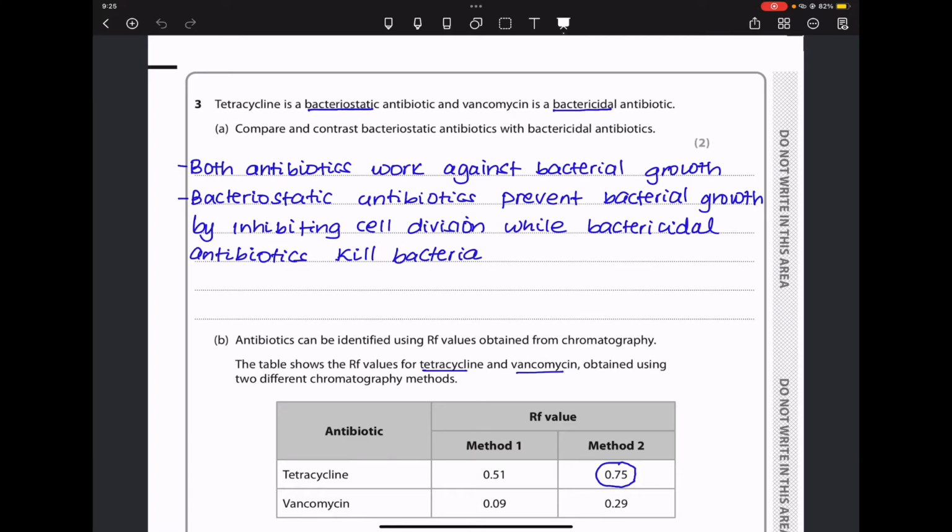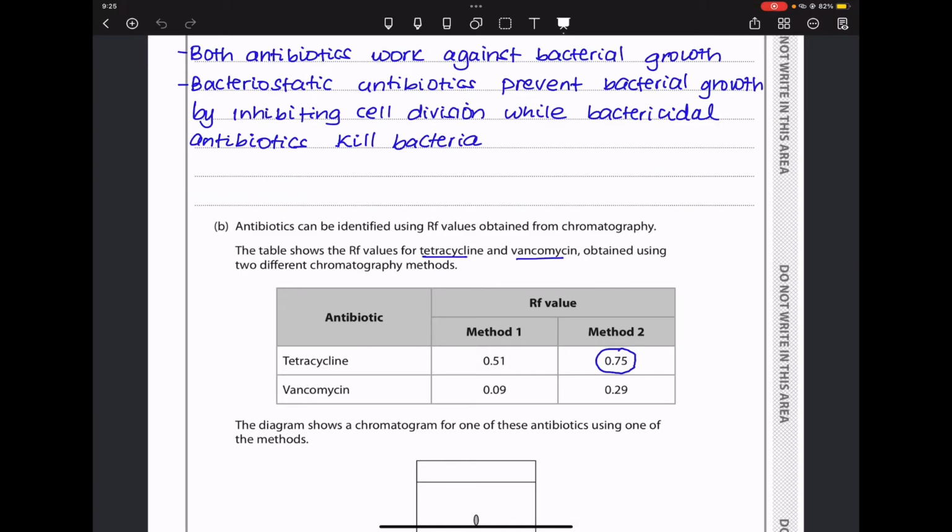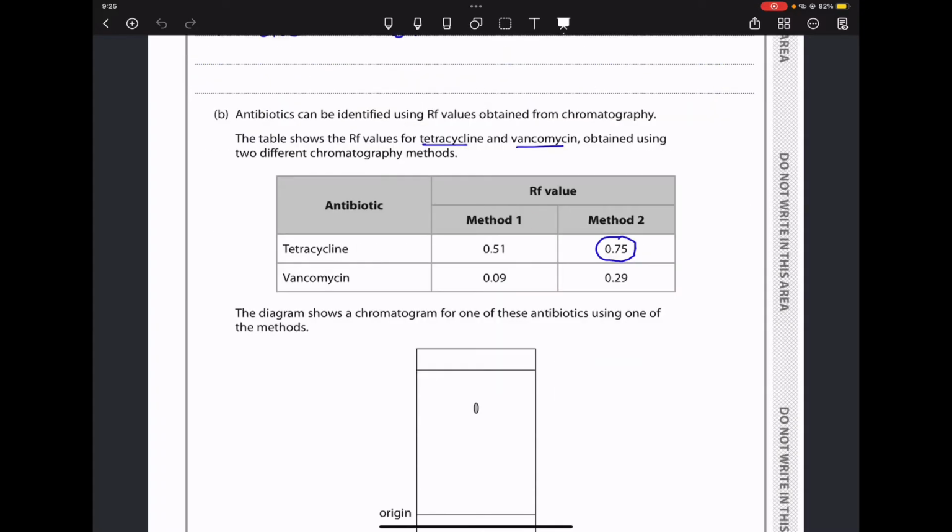So my next point was bacteriostatic antibiotics prevent bacterial growth by inhibiting cell division, while bactericidal antibiotics kill the bacteria. Moving on to part B, antibiotics can be identified using RF values obtained from chromatography. The table shows the RF values for tetracycline and vancomycin obtained using two different chromatography methods. Tetracycline with method 1, we have 0.51, and method 2, we have 0.75. And of course, these different RF values are maybe because they use different solvents. So in method 1, if they use a different solvent, we're going to have a different RF value if a different solvent is used in method 2. Then for vancomycin, we have 0.09 with method 1, and 0.29 with method 2.